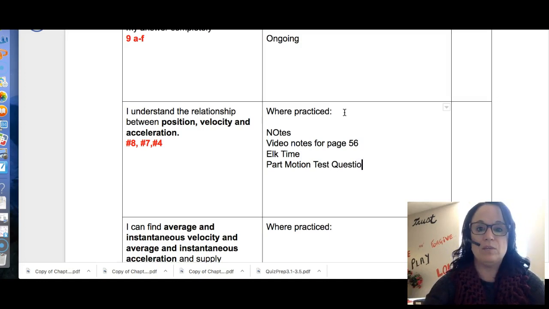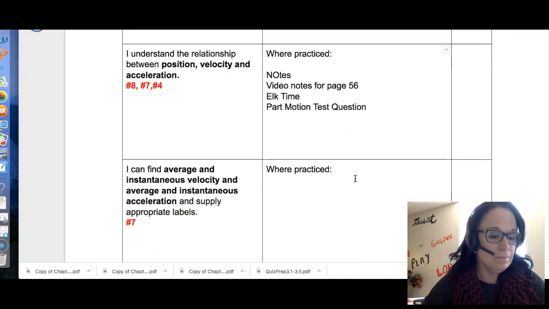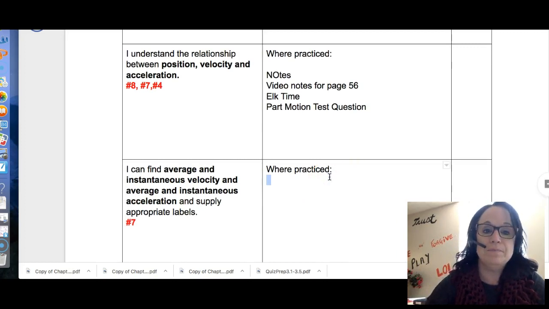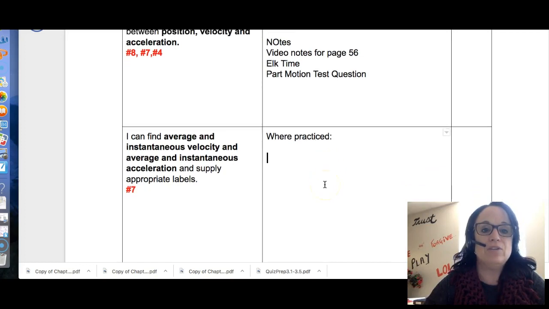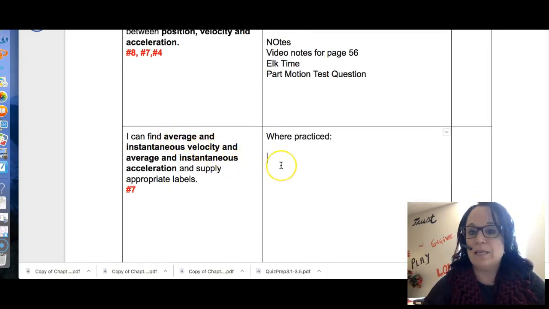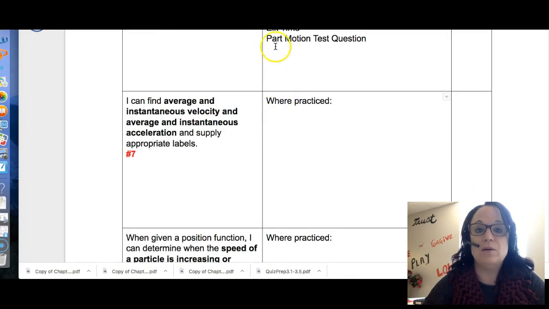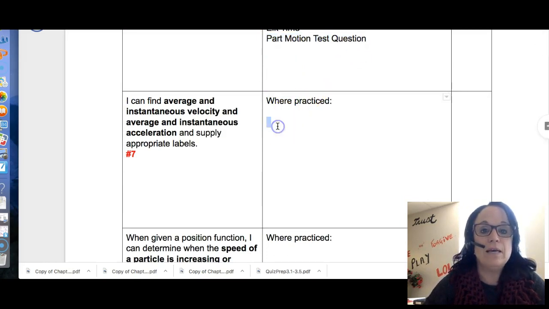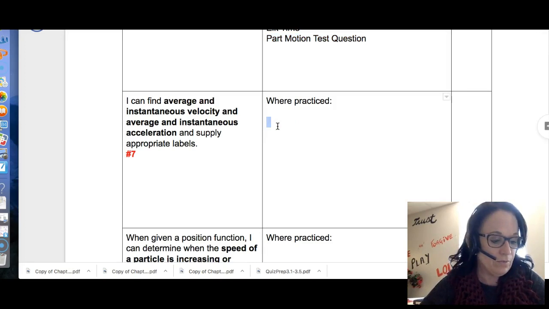If you don't know how to fix what you got wrong, make sure you know that by the time you take the test. Can you find average and instantaneous velocity and average and instantaneous acceleration? Actually, average velocity is one that a lot of people get wrong. A lot of you did get it wrong on this particle motion test question that I referenced up here. So you might want to look at that before you rank yourself.